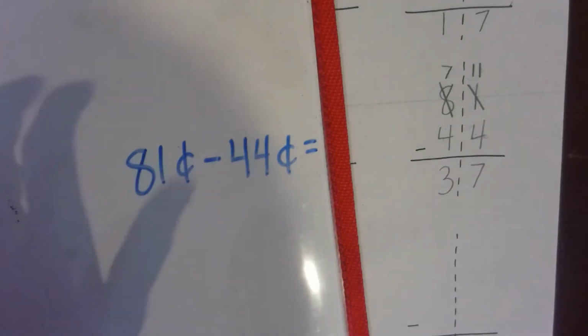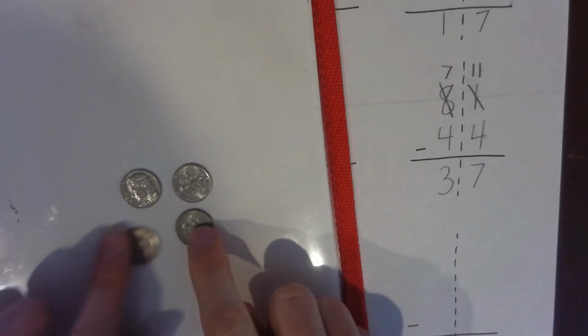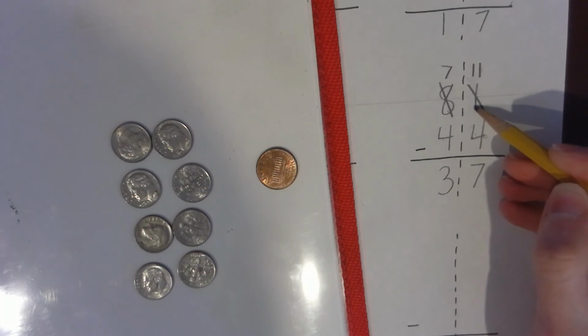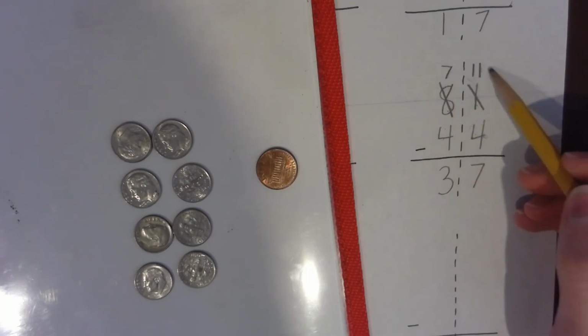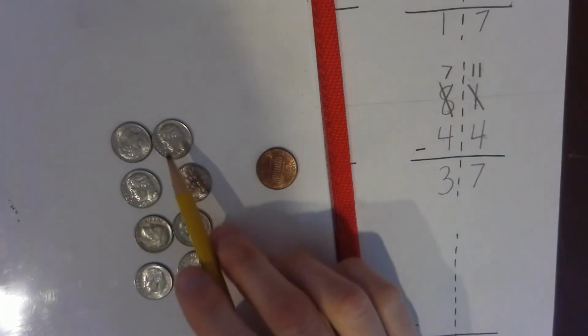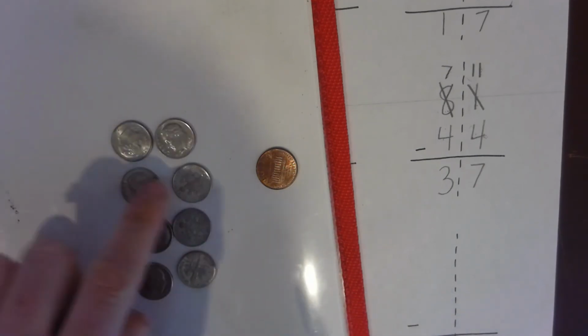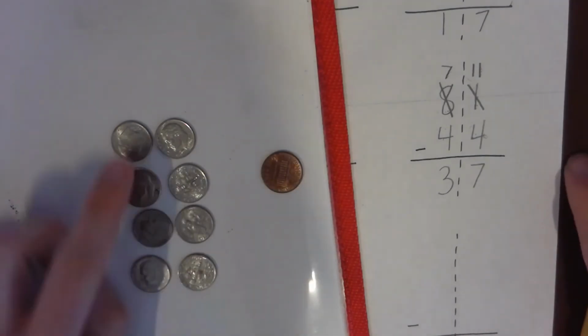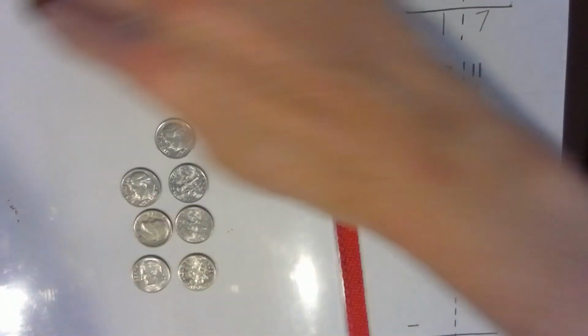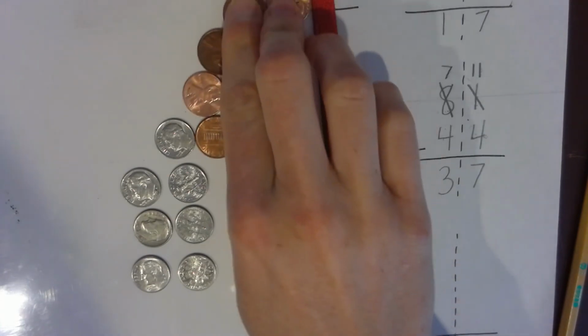37. Now the last thing I want to show you, 81 cents, 10, 20, 30, 40, 50, 60, 70, 80. 81 cents is the same thing. 8 dimes, 1 penny is the same thing as 7 dimes and 11 pennies. 7 dimes and 11 pennies equals 81 cents. If I take 1 dime away and change it out for 10 pennies, 2, 4, 6, 8, 10.